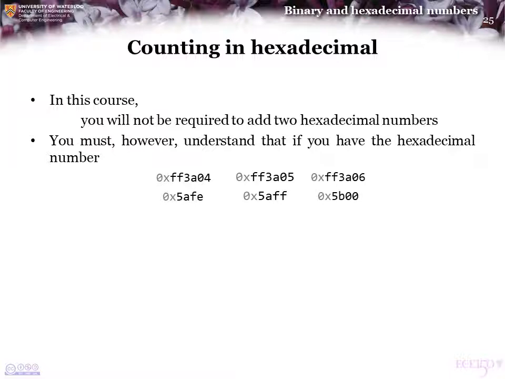well, F plus 1 is 10, and so we write down the 0, carry the 1. 1 plus F is again 10, so we write down the 0 and carry the 1. A plus 1 is B, and so we write down the B. Similarly, given this hexadecimal number, the number that appears right before it is 0F, and the number that appears immediately after it is 1, 1 in the least significant locations.